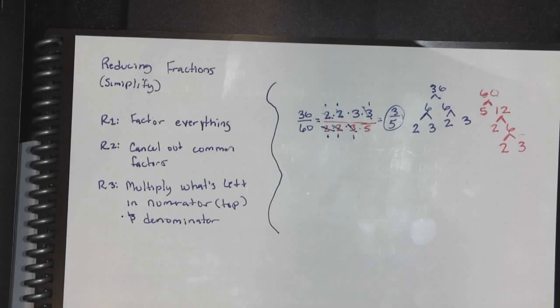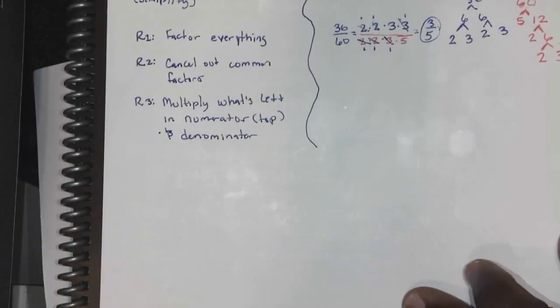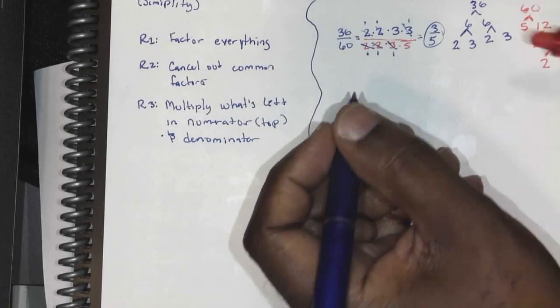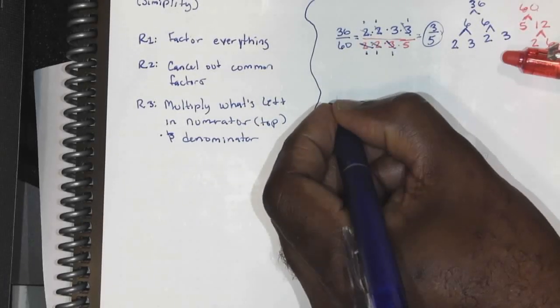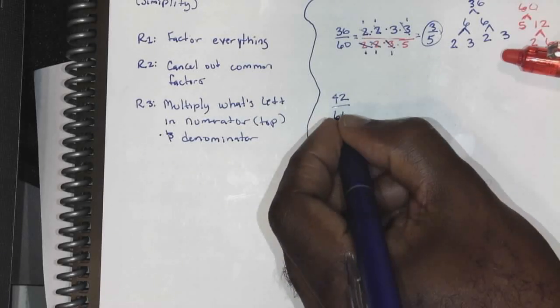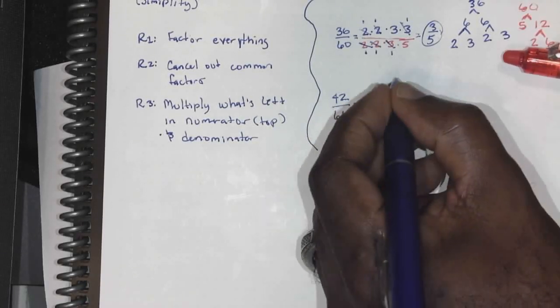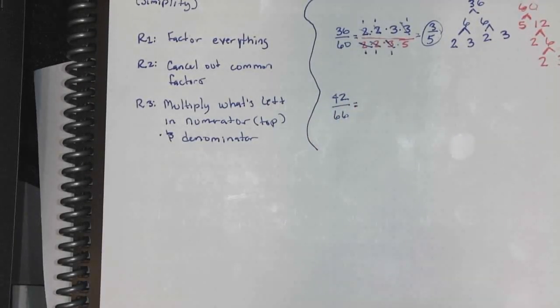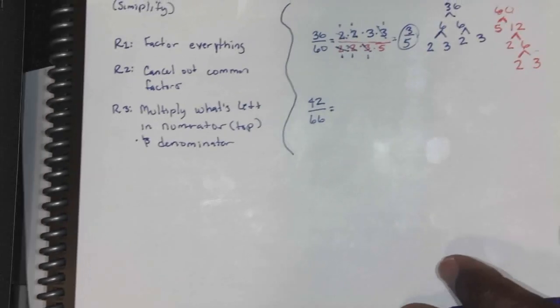Let's try it again. Let's try 42 over 66. Now, even if you know how to do fractions another way, I need to see this step because you're going to use this when we start talking about radicals. We're going to use this same stuff. So, rule 1 says do what?